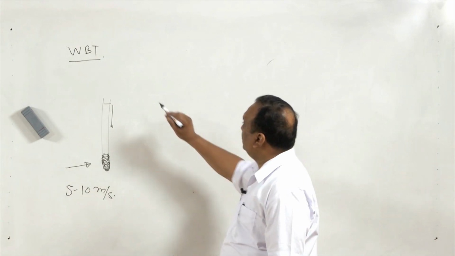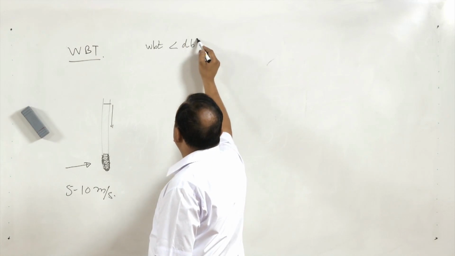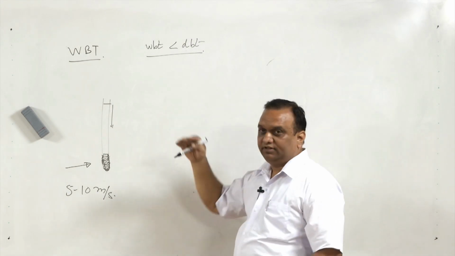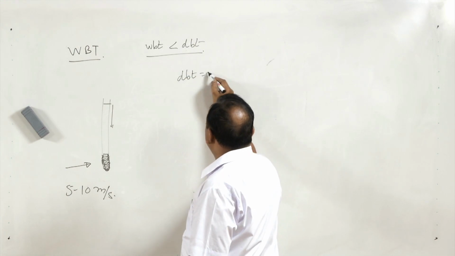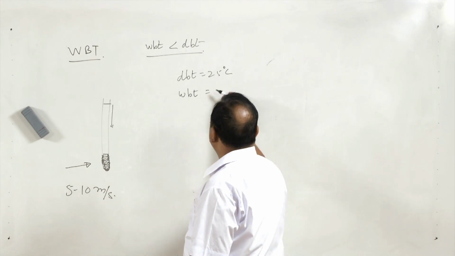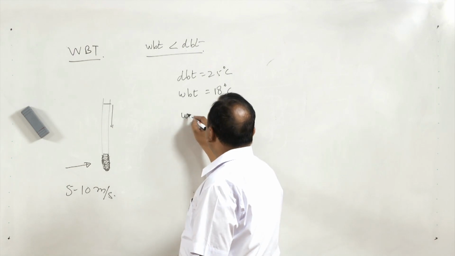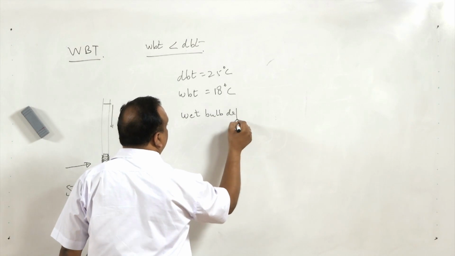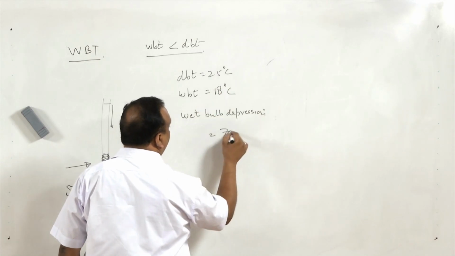So, normally the wet bulb temperature is less than dBT, and this difference is known as wet bulb depression. Suppose the dry bulb temperature is 25 degree centigrade and the wet bulb temperature is, let us say, 18 degree centigrade. So, the wet bulb depression is 25 minus 18, 7 degree centigrade.